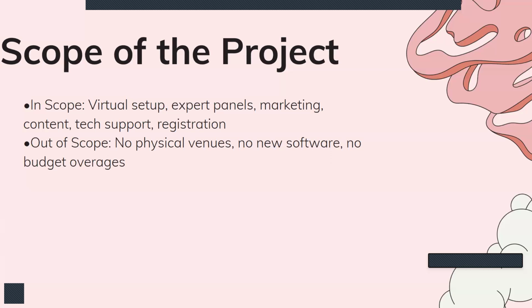In this slide, I'll discuss the scope of our project. Firstly, we will handle the virtual setup, which includes choosing a platform like Zoom or Google Meet, managing registration, and running the event smoothly. We will also create and manage content like speakers, panels, and workshops, and lead marketing efforts through email, social media, and online ads. We will provide technical support to help attendees during the event and make sure everything runs smoothly.